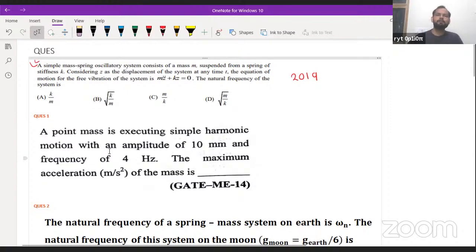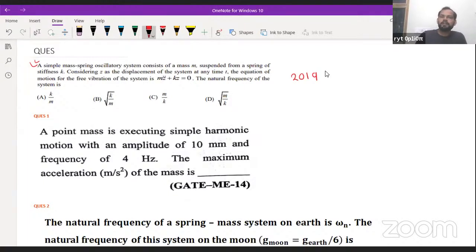So please tell me what is the answer for the system. A simple spring mass system consists of a mass M suspended from a spring of stiffness K, considering Z as the displacement of the system at any time T. The equation of motion for the free vibration of the system is given here, and he is asking what is the natural frequency. Can anybody tell me what is the answer?